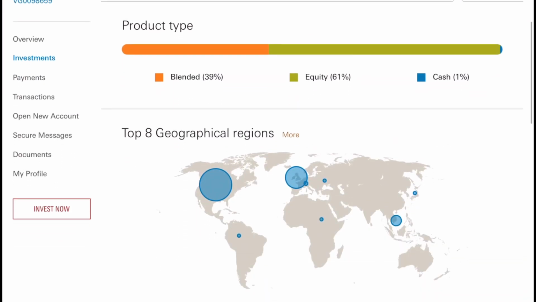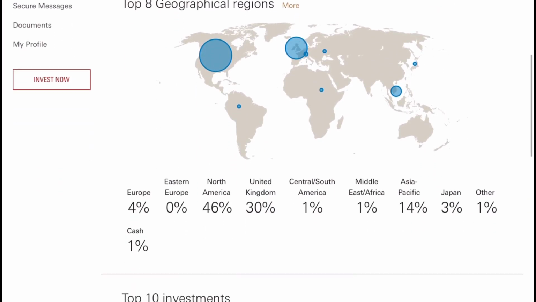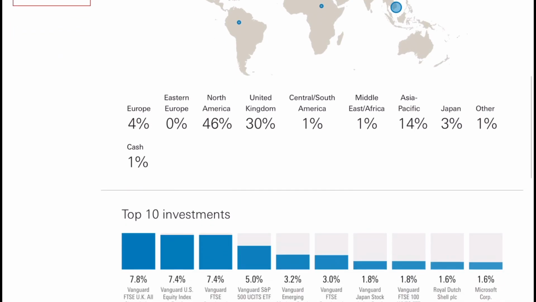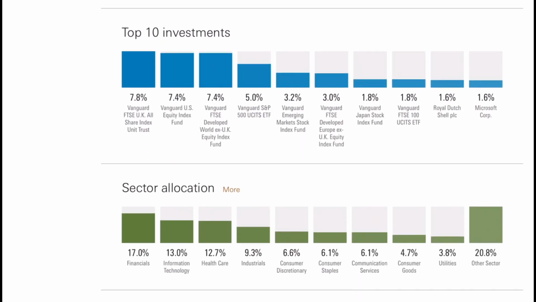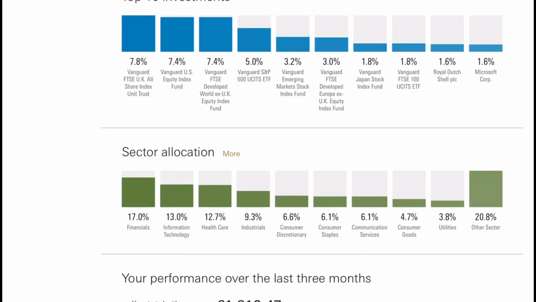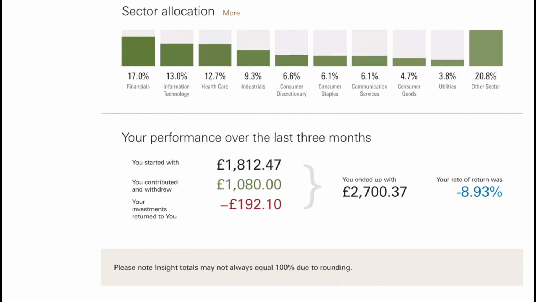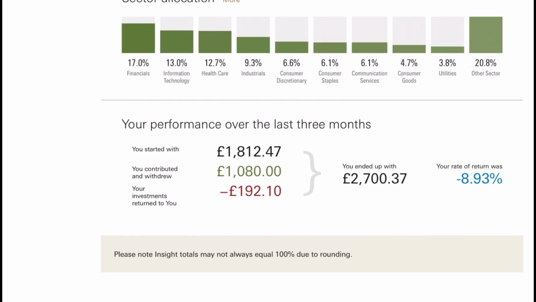By scrolling down, you can see the geographical regions which I'm invested in. Finally, by scrolling down to the bottom of the page, you can see where my top 10 investments are, and then the sector allocation of those investments. So you can see they're broken down really nicely so you can get a really detailed understanding of your investment, of your allocations, and if that meets your investment strategy.